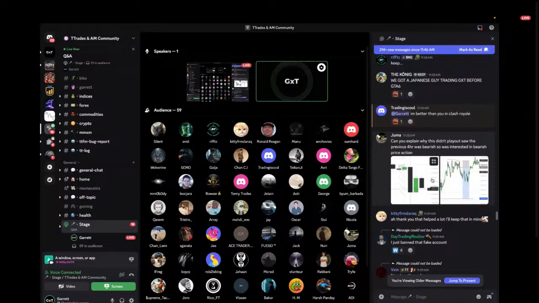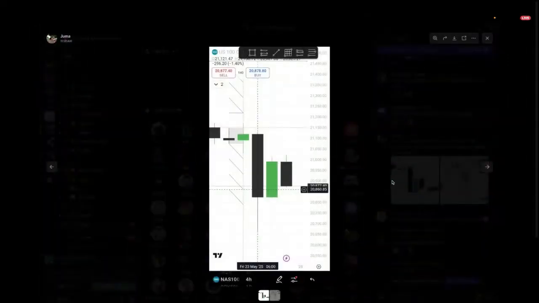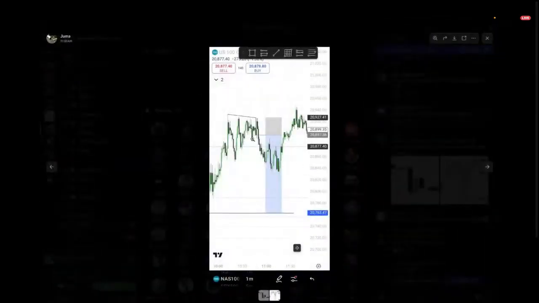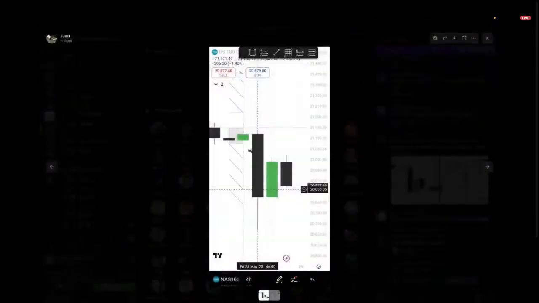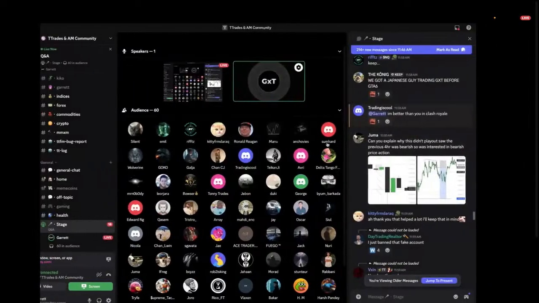Can you explain why this didn't play out? All the previous hour was bearish and so on. Wait, you're saying this is bearish? Why is this not bearish? Oh yeah, you can't trade this, bro. It's because you're missing the.